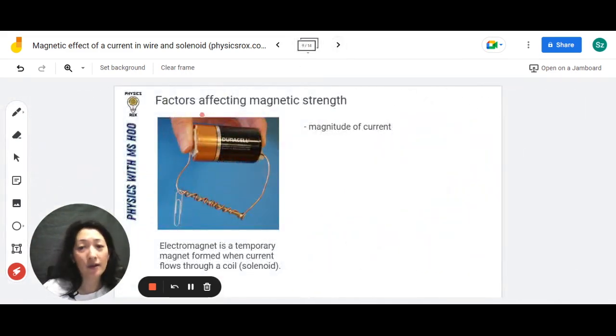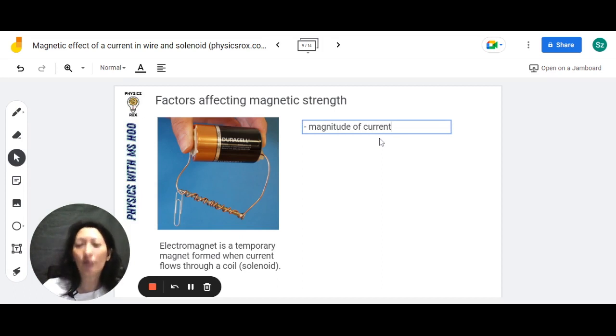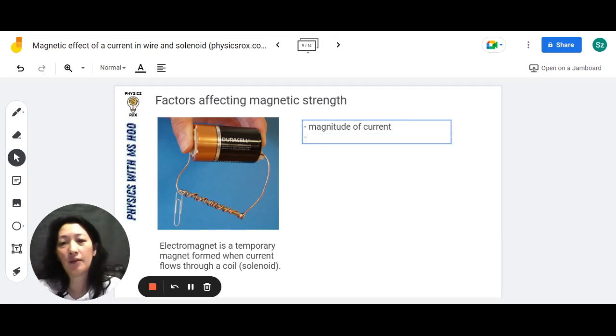So for sure, if you want to make the strength of this electromagnet even greater, then all you need to do is just increase the number of loops on the coil. Please be careful. Don't say more coils. There is only one coil, many loops, or another way to say it, many turns on the coil. So I'm going to put here, because we're talking about factors, number of loops, or you can say turns on the coil.